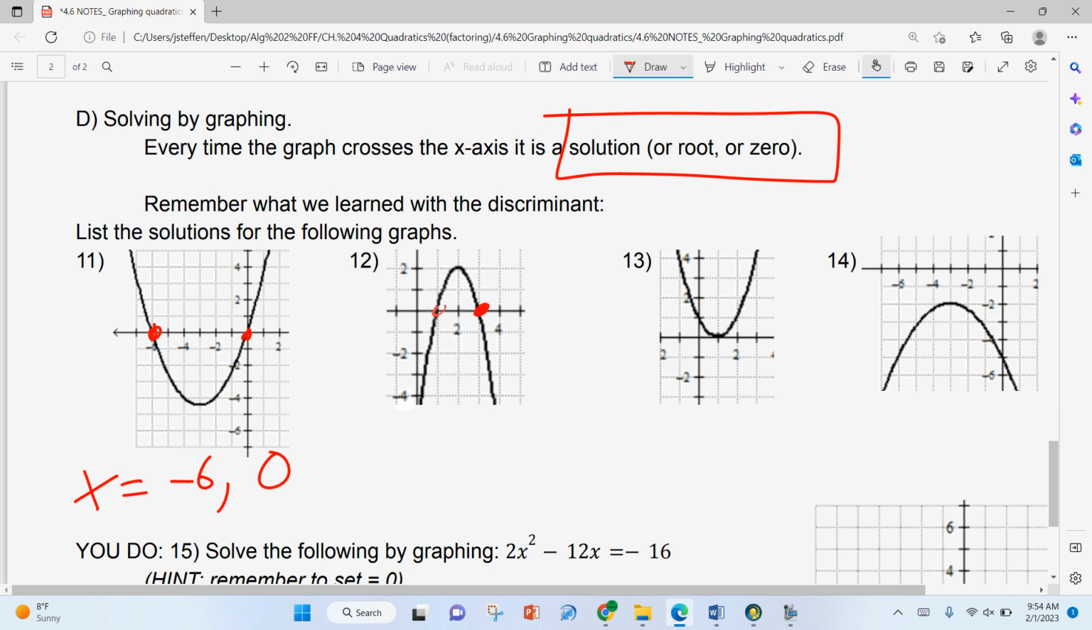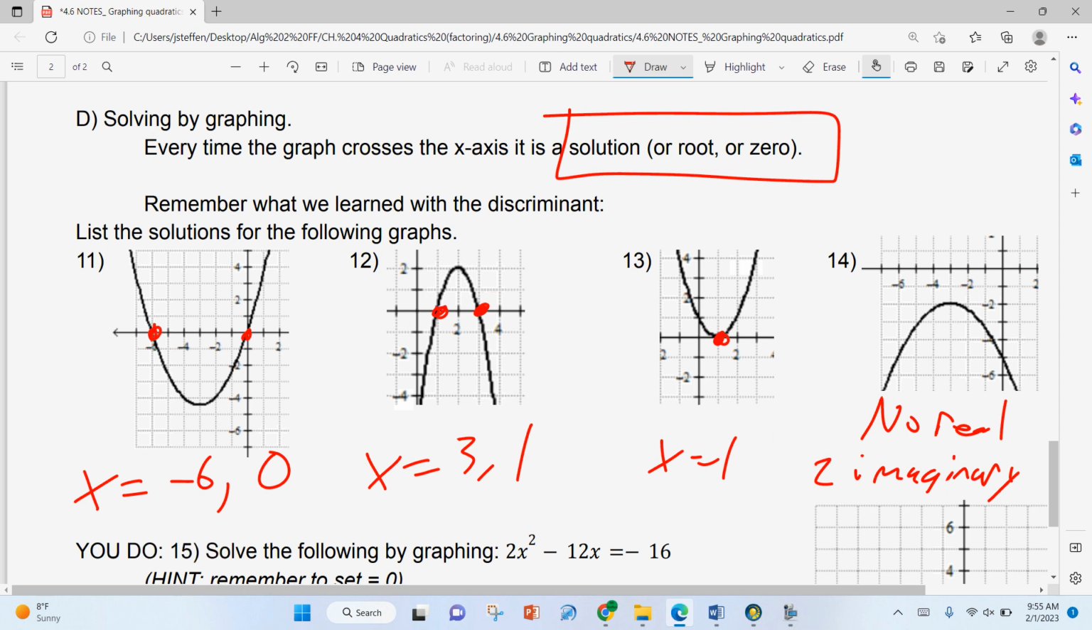We have 3 and 1. That's the solution, 3 and 1. Now remember with the discriminant, you could have them where we only have one answer. So that is x is equal to 1. If it just touches and doesn't cross at all, it only touches once, so there's only one answer. And this one, there are no real solutions. But remember, I want to try to teach you guys this chapter. That means there's actually 2 imaginary solutions. If it's a short answer problem, I'll accept both. But if it's multiple choice, I'm probably putting 2 imaginary for that one.